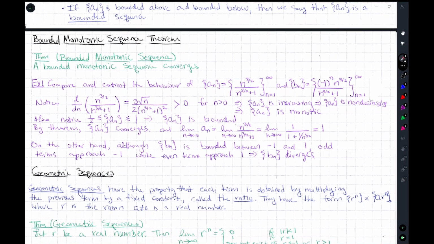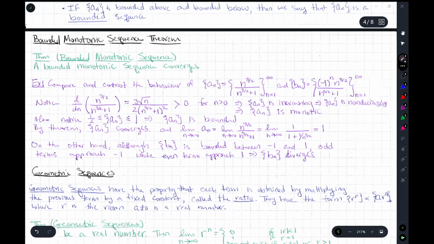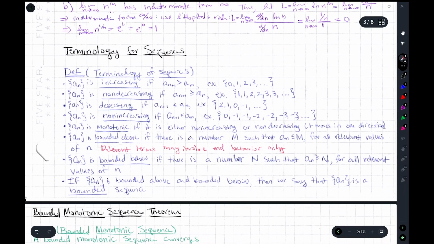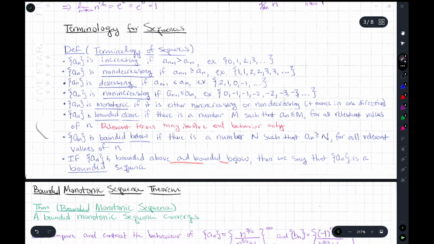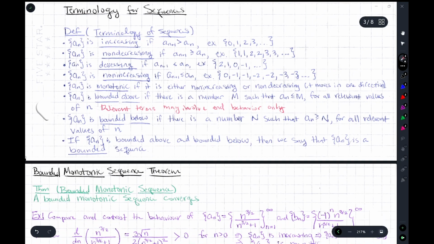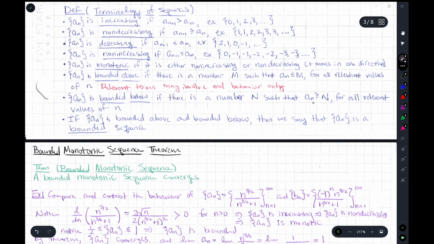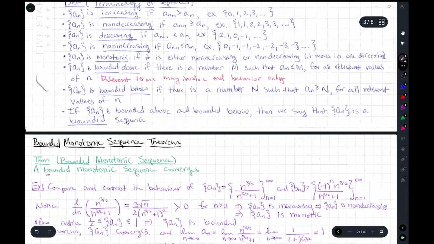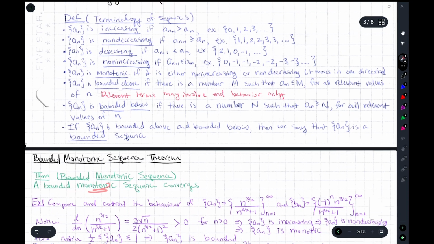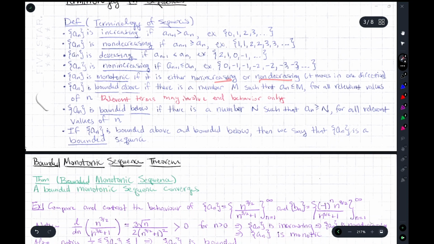And this brings us to a very important theorem, the bounded monotonic sequence theorem. A bounded, and again, what does bounded mean? Bounded means it's bounded above and below. So there is some number m where each of the terms is less than or equal to that number, and some number n where each of the terms is greater than or equal to n. So bounded and monotonic, so it's either non-increasing or non-decreasing.